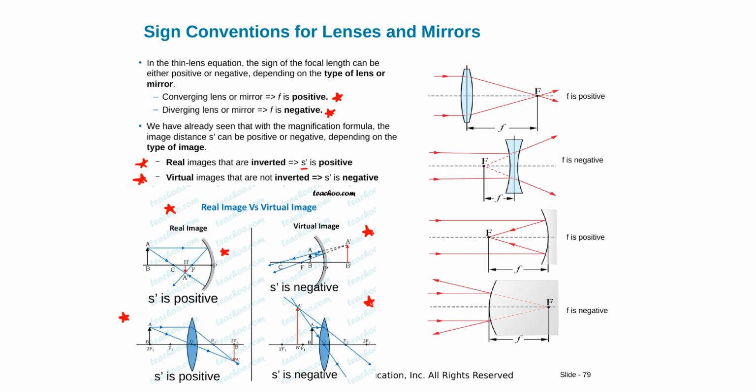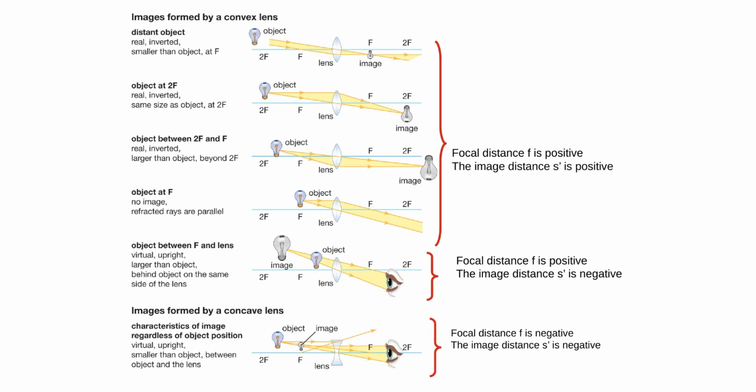And here are the focal points: convergent, positive; divergent, negative. And that's all. This picture here summarizes all images and how the distances vary. Maybe I'll add the magnification here: minus S prime over S.